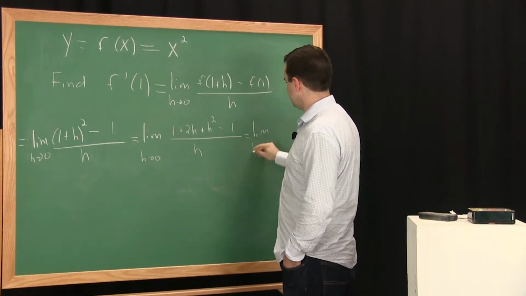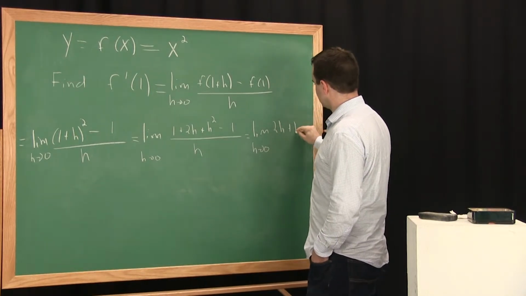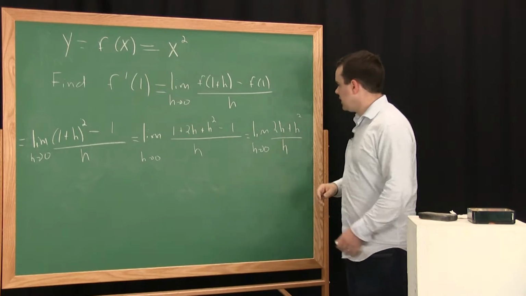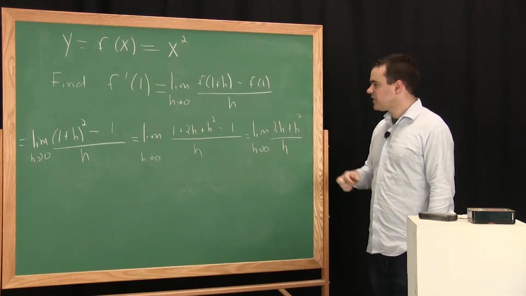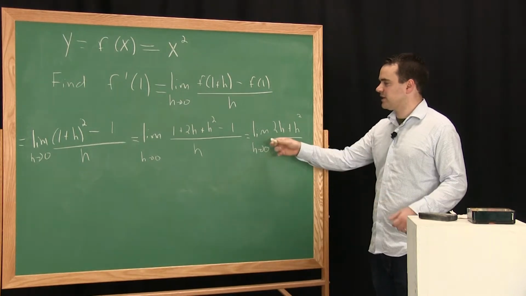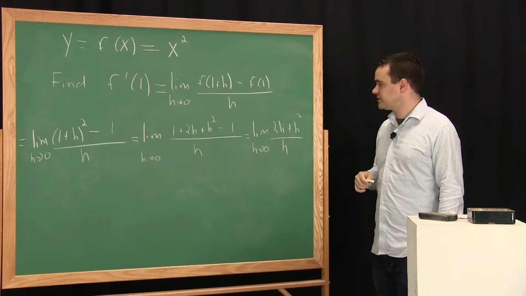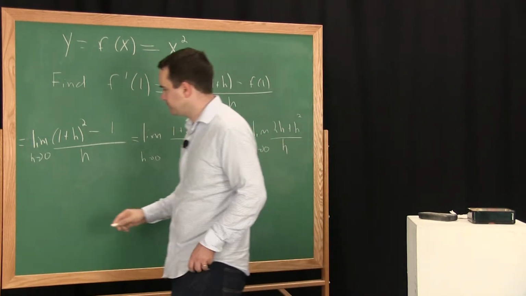And finally, I get the limit as h goes to 0 of 2h plus h squared over h. And here you can cancel out an h from numerator and denominator. If you just tried to calculate this limit by plugging in h, you'd run into the indeterminate form. That's no good. So what you do instead is factor out an h from that expression.